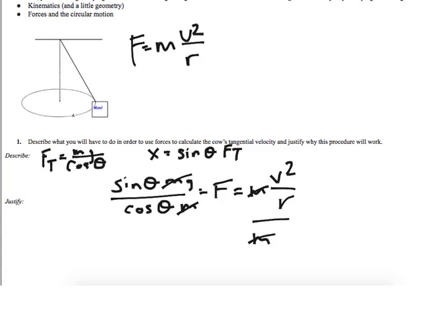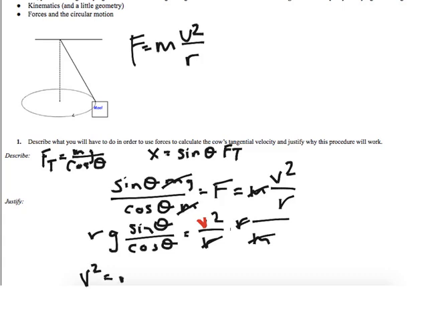From here we have now g times sine of theta over cosine of theta is equal to v squared over r. So remember, we are trying to find v. This is our unknown. So you're going to have to multiply both sides by r, move r over. So now r is on this side. So essentially we have v squared equals r times g times sine of theta over cosine theta.